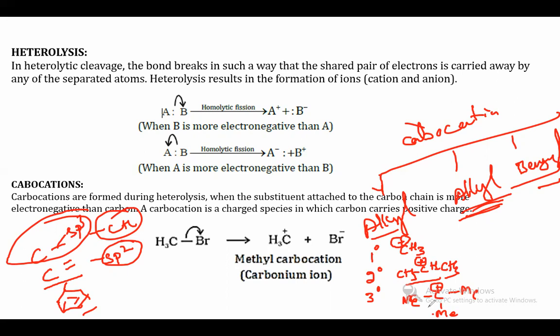The stability increases from primary 1 degree to 3 degree, primary to tertiary, in increasing order. So the stability of alkyl carbocation increases from primary to tertiary. Tertiary will be the most stable. In the case of allyl, what will be the effect? How will this change? Electron migration will be studied later, that is the inductive effect as well as hyperconjugation. This is how the stability can be explained. So this is alkyl.